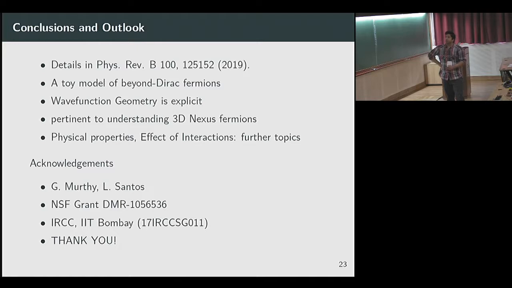And further topics are to understand. So this was mostly motivated by wave function geometry, but one can of course ask what are the physical properties of these wave functions and also the effect of interactions.